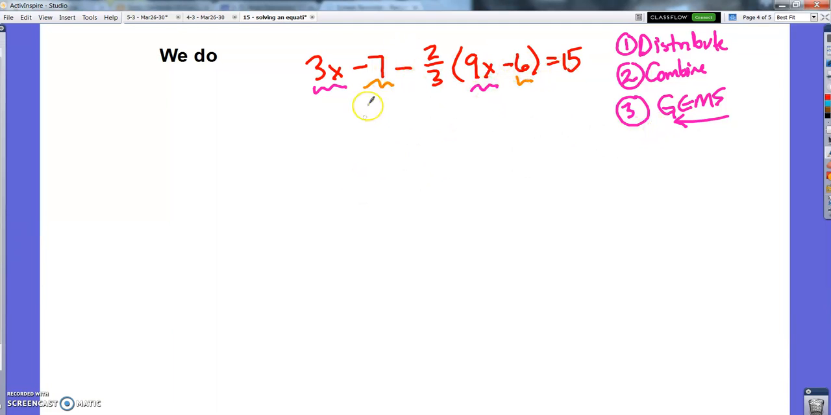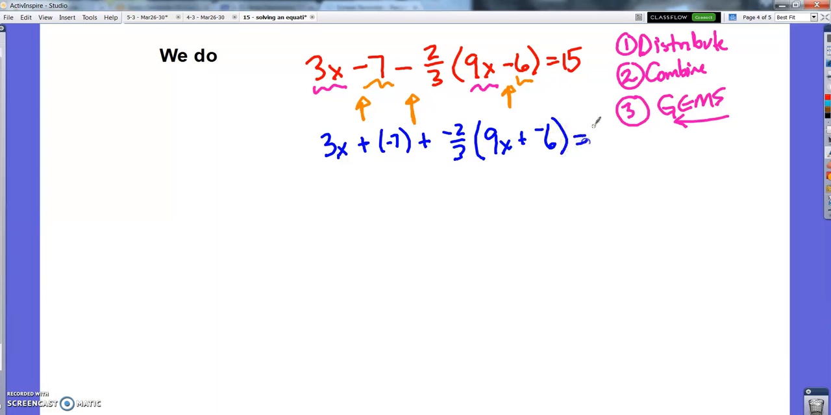So first thing I'm going to have to do, I have a lot of subtraction, and I've got to avoid subtraction. So I'm going to rewrite this all with add the opposite. So I'm going to have 3x plus negative 7 plus negative 2/3 times 9x plus negative 6. That should help me avoid any potential problems from the subtracting. Okay, so distribute first.